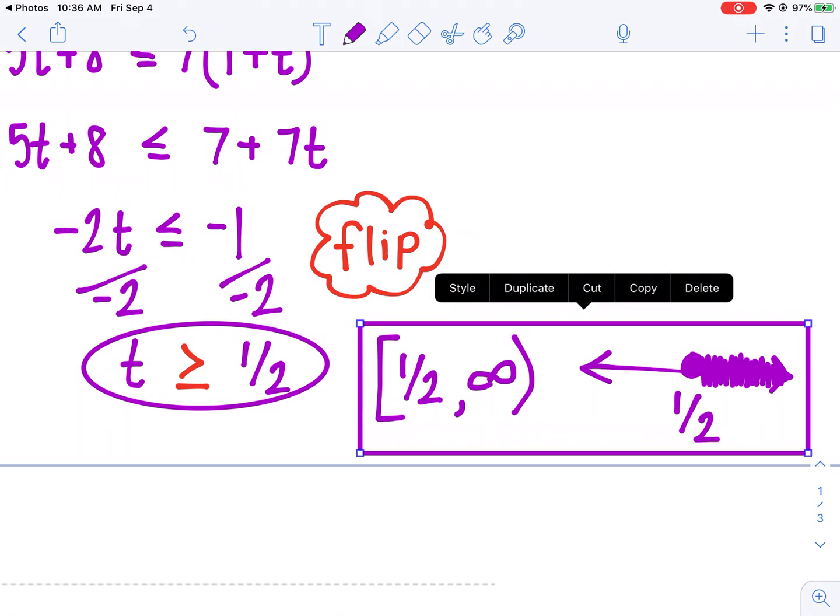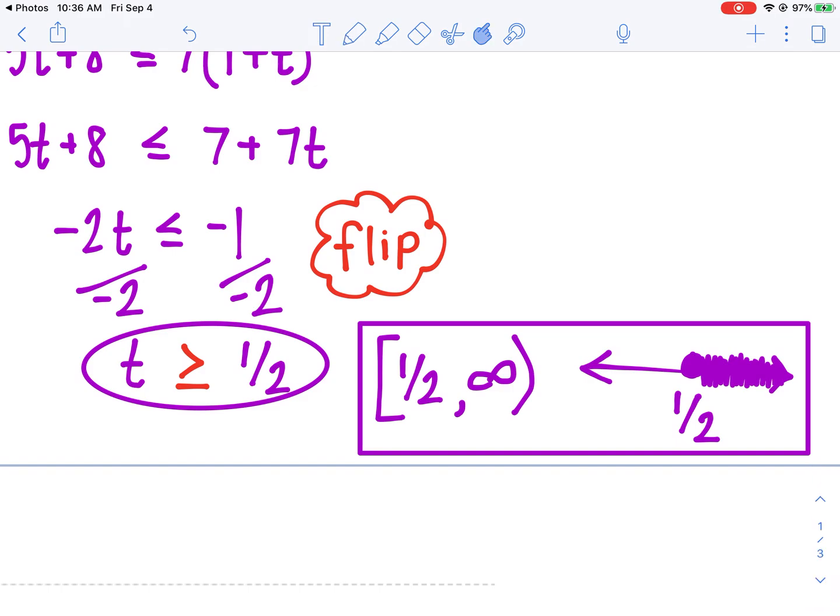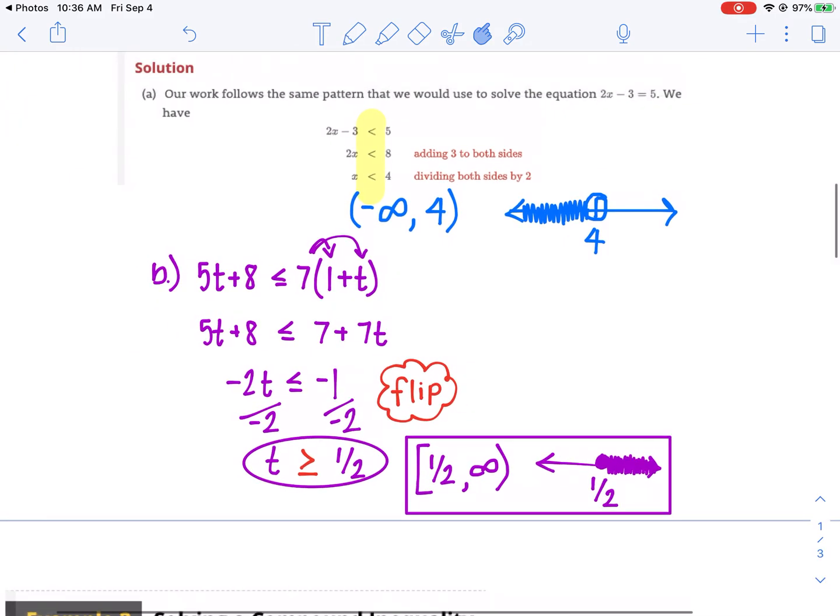If you did not remember to flip, your inequality shading would be the other side, which would be everything that's incorrect. Like here again, I just bring down my inequality sign, and don't forget to flip in this case.